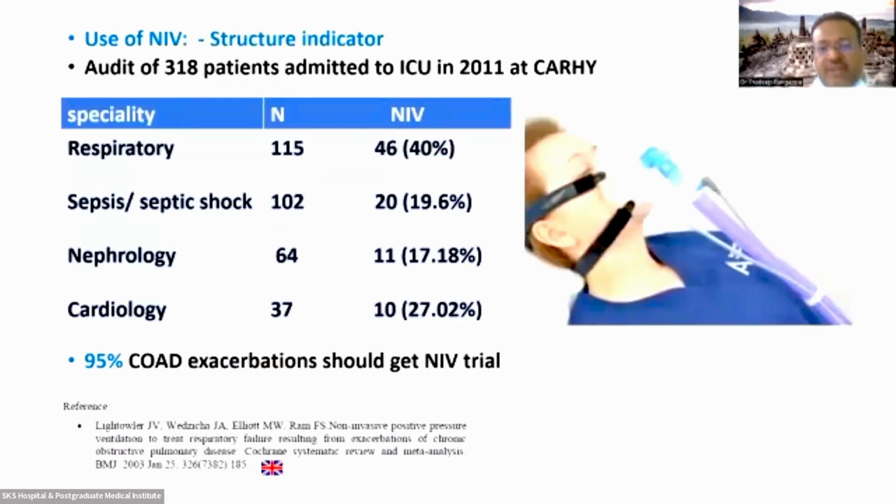So what is most important is the use of NIV in COPD. This is very important, and is a quality indicator. Every patient who comes to the ICU with COPD exacerbation should be given a trial of NIV. As you see, 95% of COPD exacerbations should get an NIV trial, which is a quality indicator. If you are not providing NIV and jumping to intubate without a trial of NIV, it is a breach in the quality indicator. This is just an audit that we did in our hospital to see how effectively we are using NIV, and this was the percentage of the cases that we were using NIV.